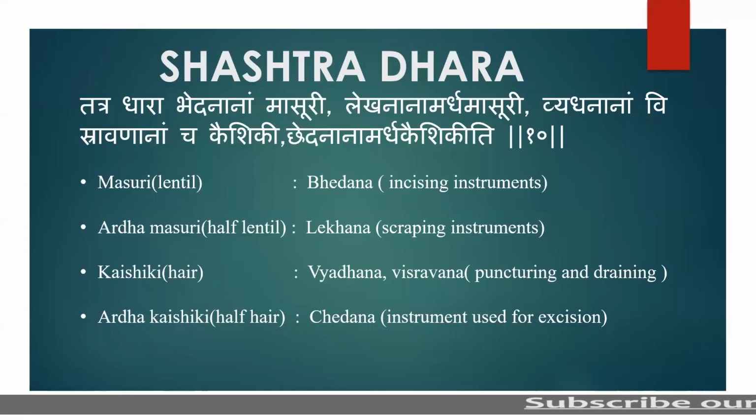Now the sharpness of the Shastra according to their functions. Masuri is used for Bhedan or incisions. Ardhamasuri is used for Lekhan or scraping. Kashiki is indicated in Vyadhan and Visravan, and Ardhakashiki is used for Chedan, that is excision procedures.